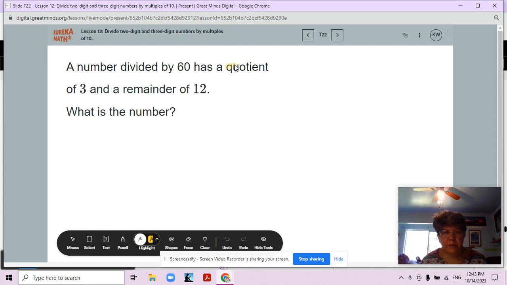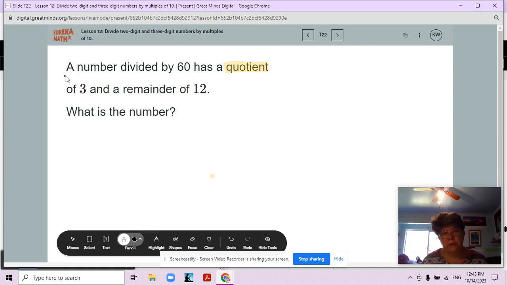You see here the word quotient, okay? Quotient. Don't let it scare you. It's the answer to a division problem, right? Product is what we get when we multiply. Quotient is what we get when we divide.